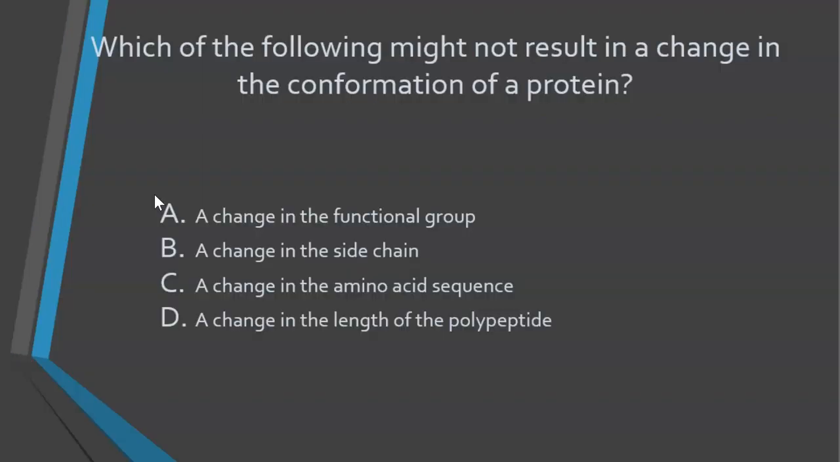So, which of the following might not result in a change in the conformation, the form, of a protein? A change in the functional group, a change in the side chain, a change in the amino acid sequence, or a change in the length of the polypeptide?